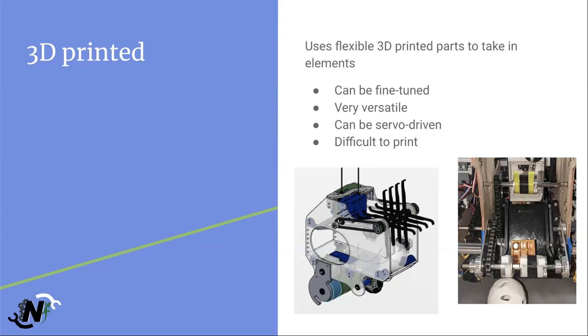Unfortunately, because they use flexible filaments, they can be difficult to print, especially on Bowden printers. So for these, you'll often have to print slow in order to make sure that you're not losing out on quality and durability, or use a direct drive printer.